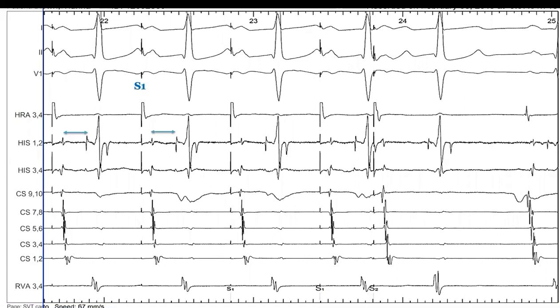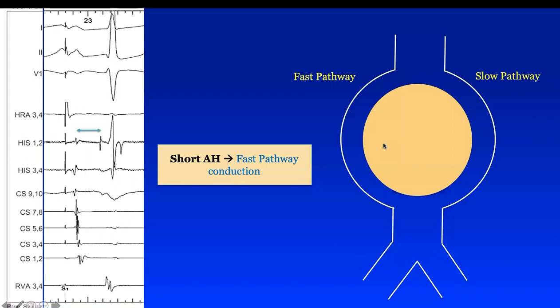And I think this is an example of a jump. Here we're pacing from the HRA. So we pace and we have AH, pace again, AH, pace again, AH, and then we bring this closer, like this is our S2, and we see all of a sudden our AH has blown up by more than 50 milliseconds. So that's by definition a jump.